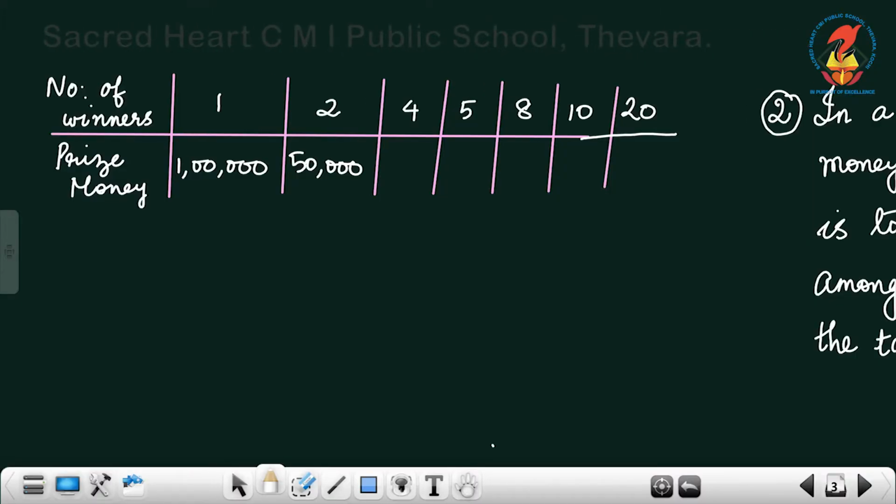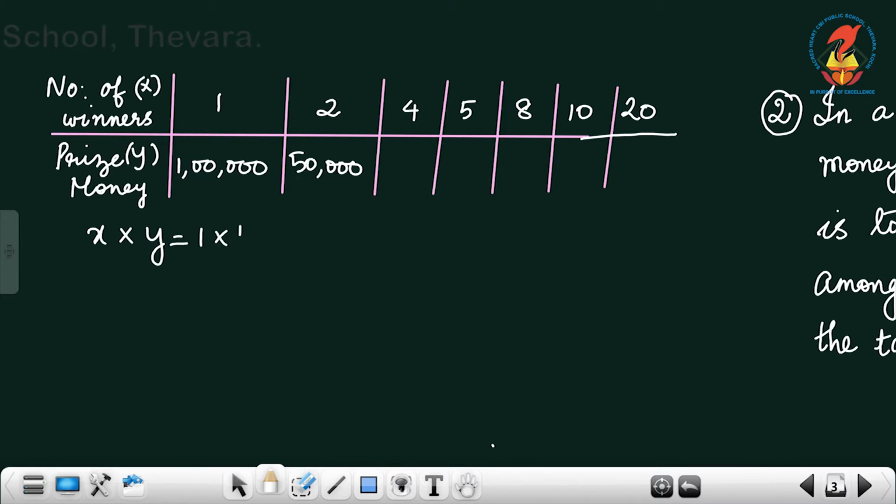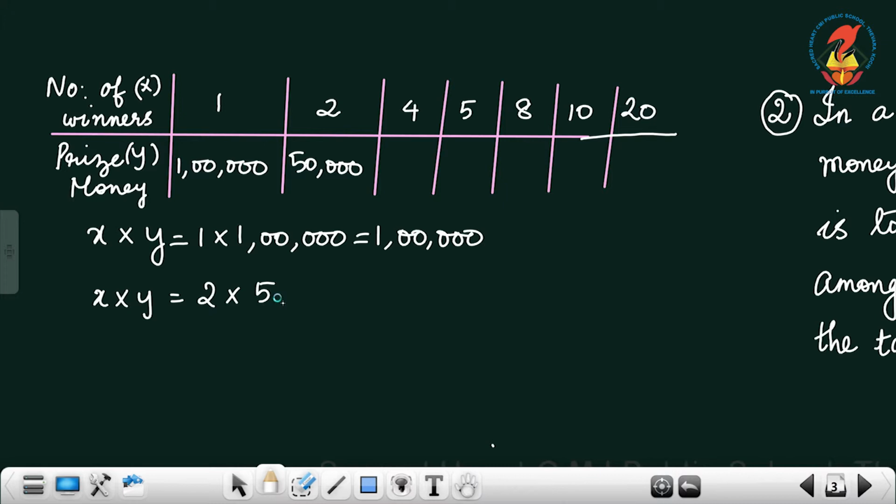So here if I take the number of winners as x and the prize money as y, x into y will be 1 into 1 lakh. And what is 1 into 1 lakh equal to? 1 lakh itself. If there is only one winner, prize money will be 1 lakh. Now second table, x into y, 2 winners, 50,000 each.